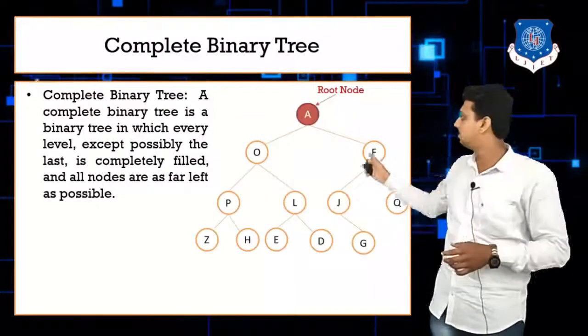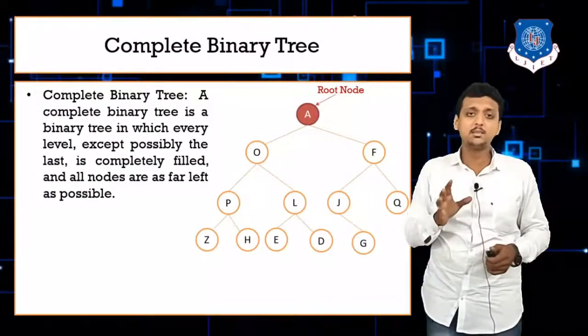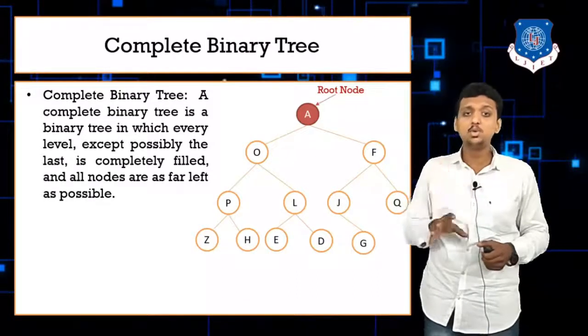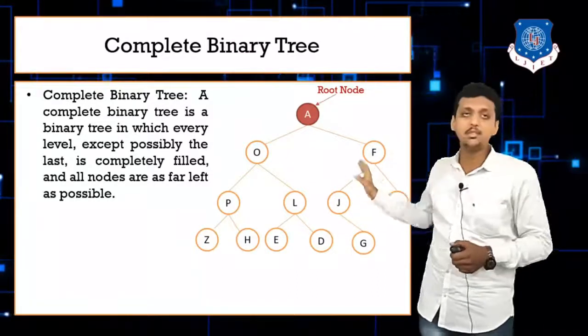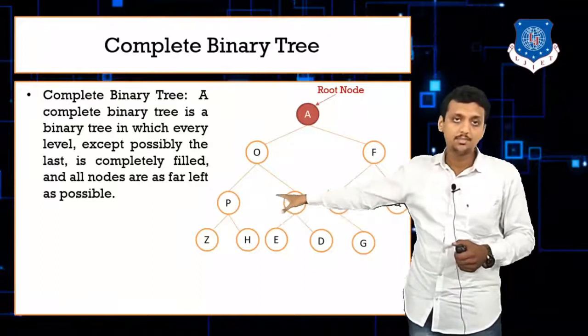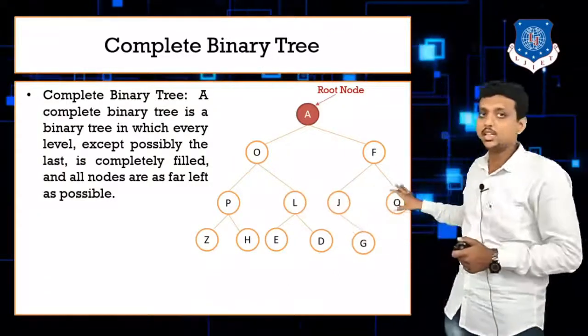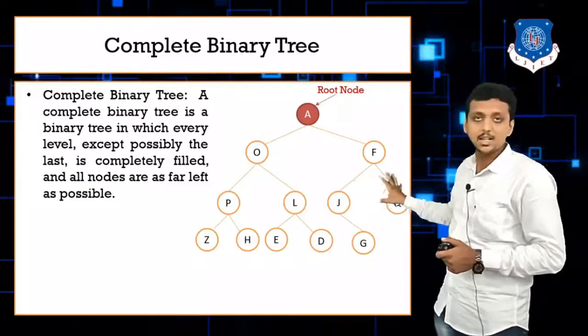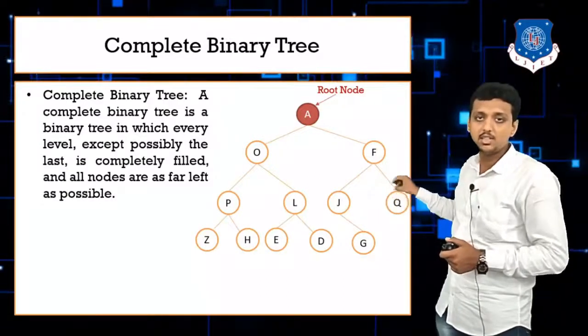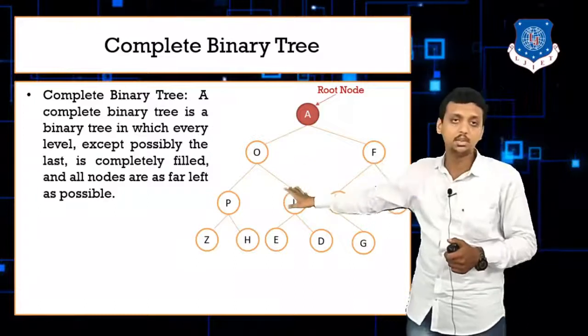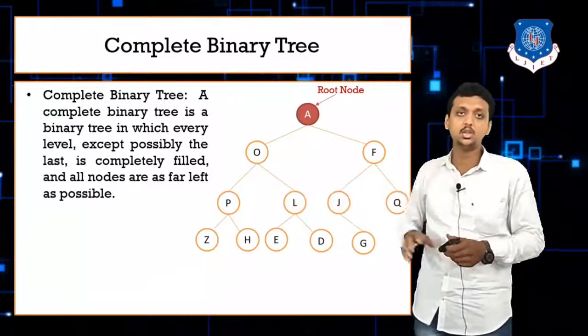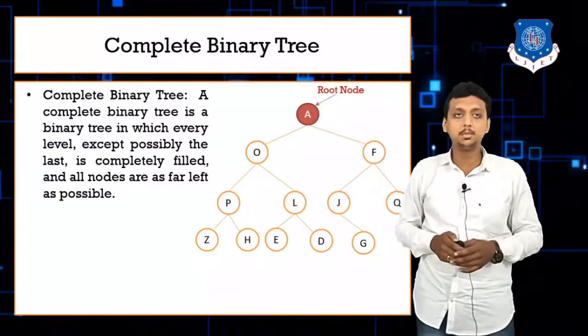Next is complete binary tree. If you can see in this figure, a complete binary tree is a binary tree in which the nodes are situated fully at the left side of the tree. The right side part is still remaining with some nodes, but the left side part of the tree has contained all the nodes. So that is known as complete binary tree.